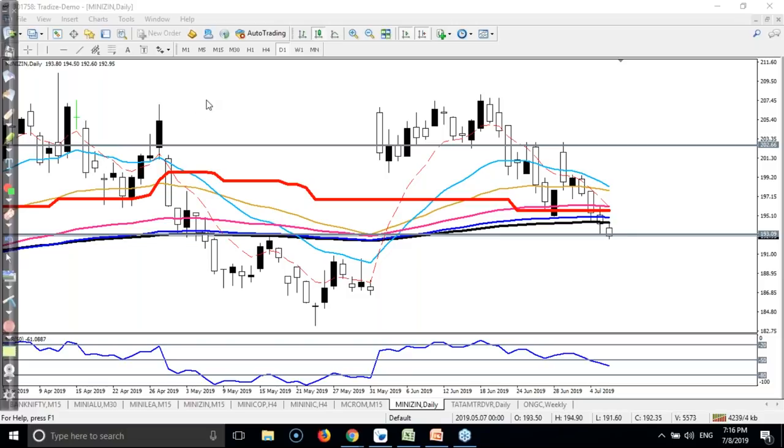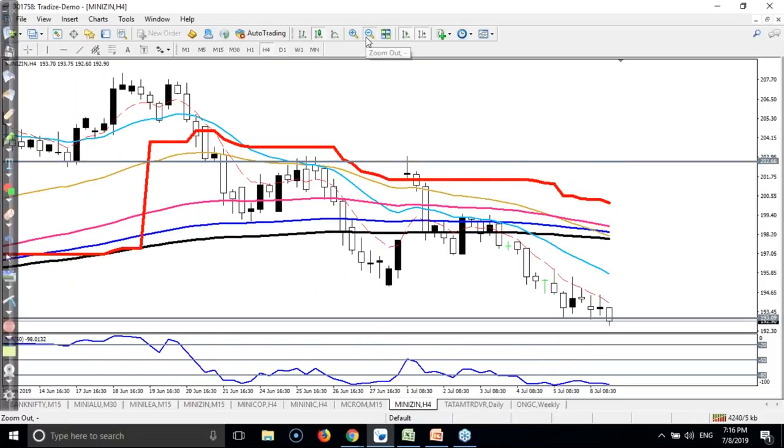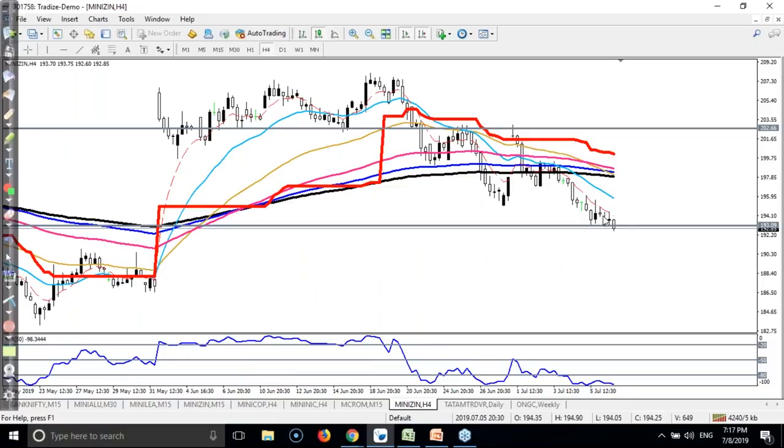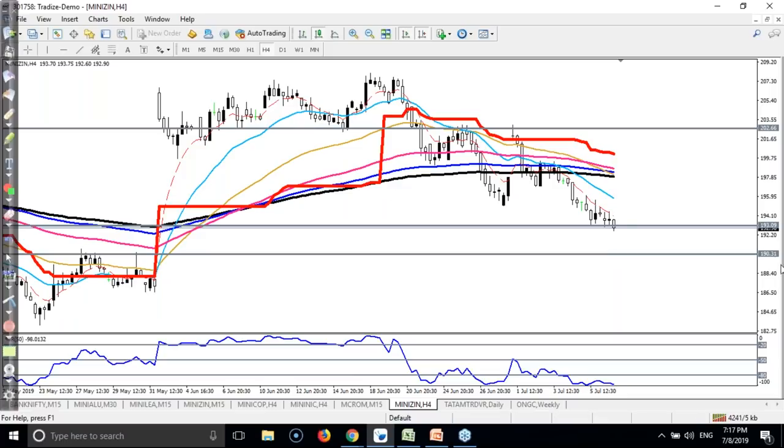And if you see here in the 4 hour time frame, the price is just running below this supporting area. If zinc breaks this level, my next target will be here, right? The price will be around 190. Next target, I think 3 rupees below.